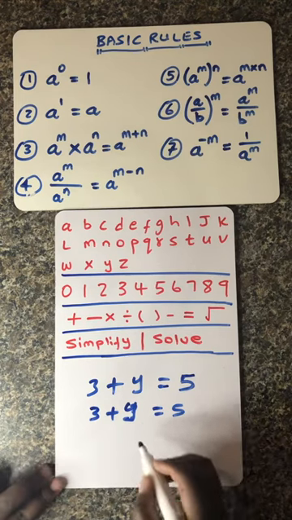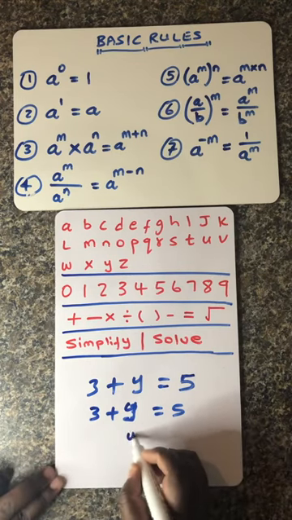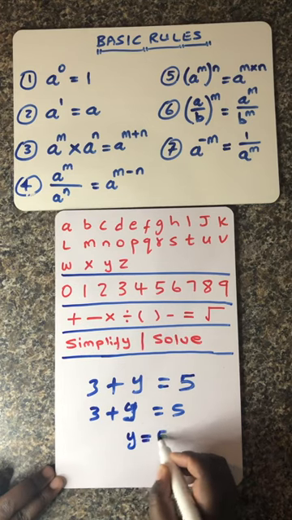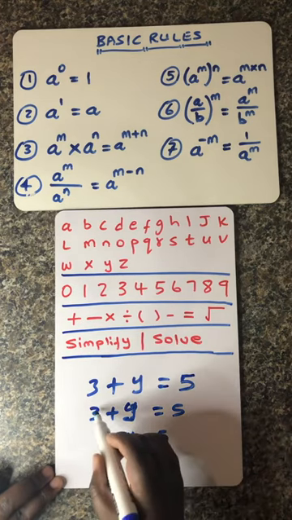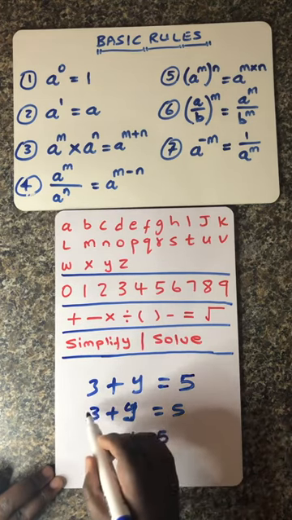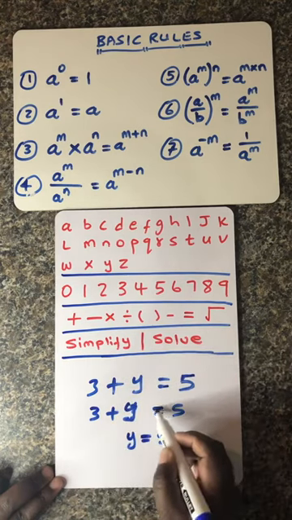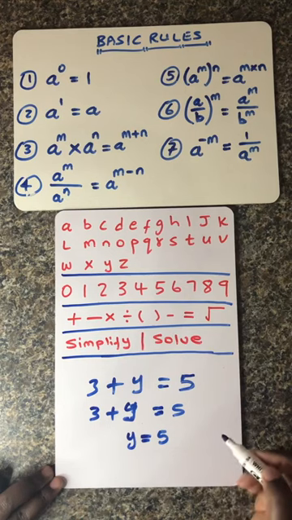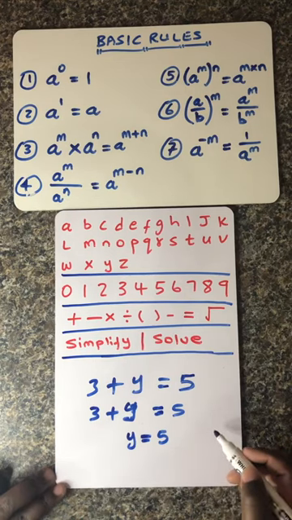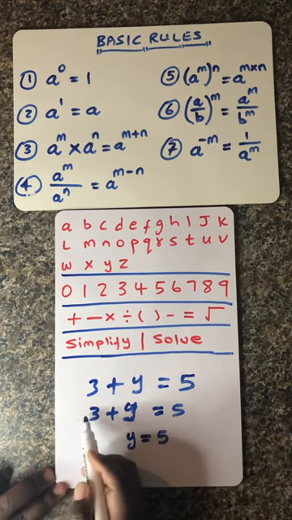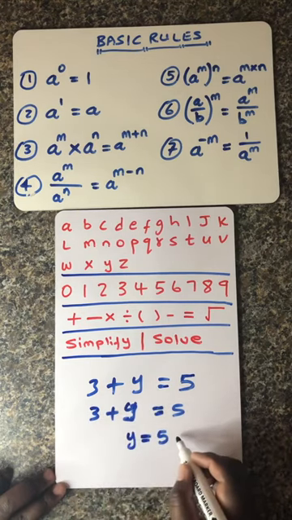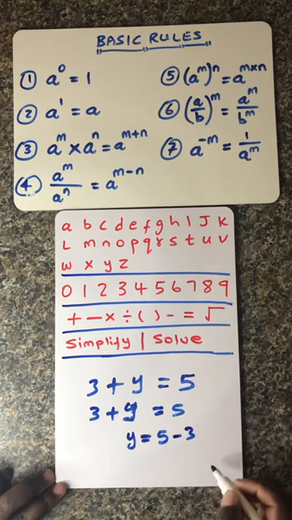Okay, so now guys, to solve this equation, it's y is equals to 5, and then you move that number to the other side of the equal sign. Because you're writing it on the other side of the equal sign, you write it with the opposite sign. So this is 3, it's positive 3. So the opposite sign of a positive is negative. So it becomes negative 3.